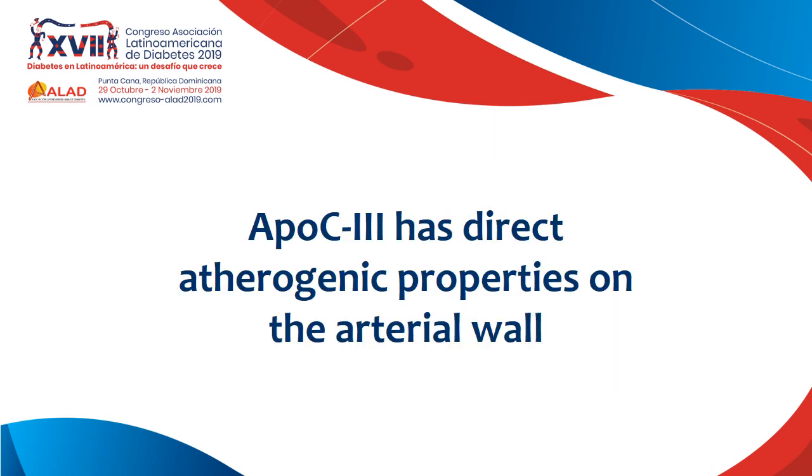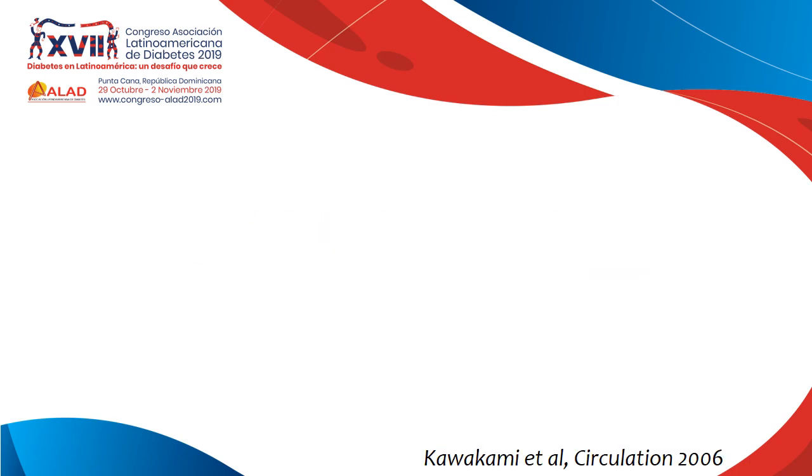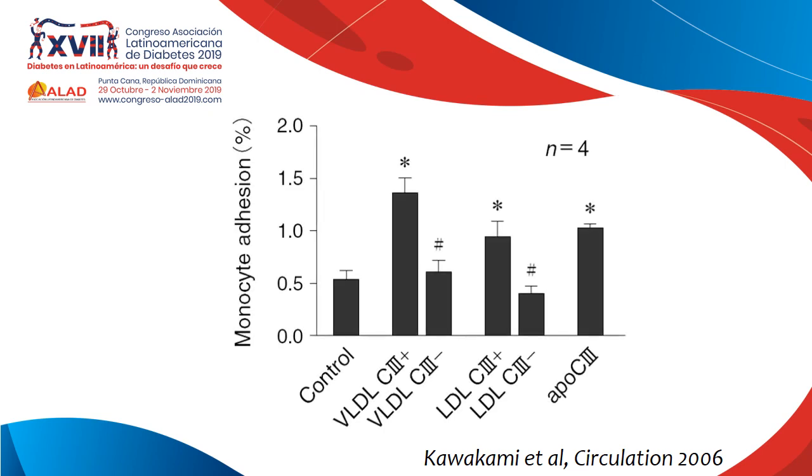Not only that, but ApoC-III in and of itself is able to induce atherogenic changes on the arterial wall, particularly on the endothelium. It promotes the recruitment of immune cells and their migration and differentiation to macrophages. So what we are going to see here, this is evidence from Akio Kawakami, published in Circulation 2006, is an experiment in which monocytes were evaluated for their ability to adhere in vitro to endothelial cells in the presence or absence of different types of lipoproteins.